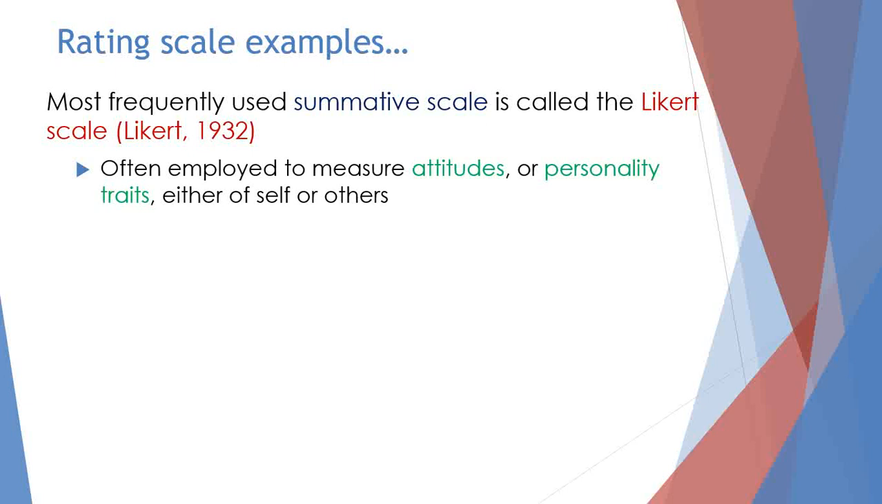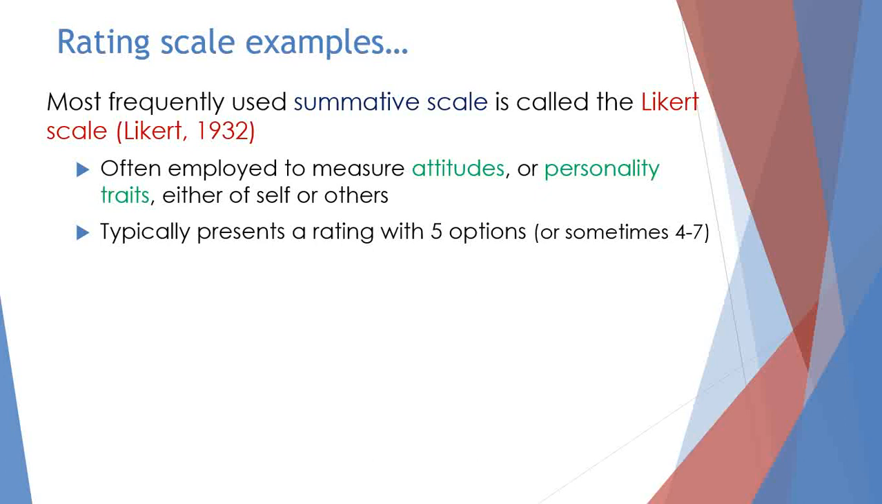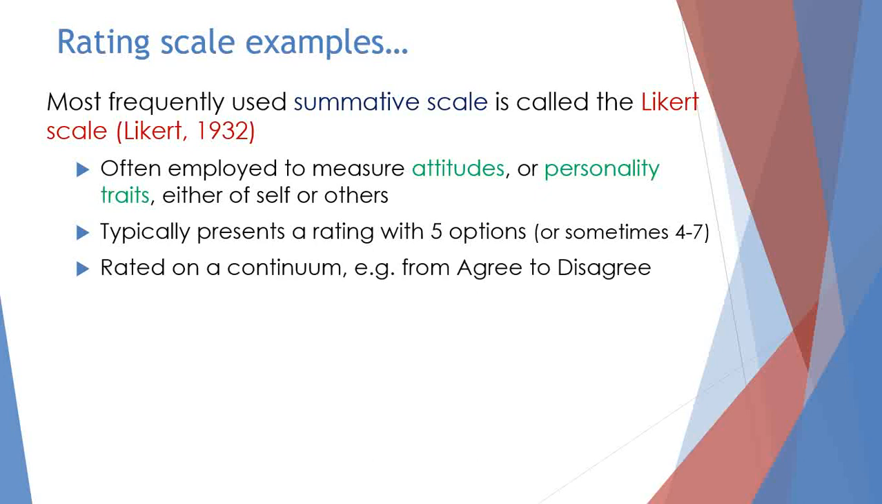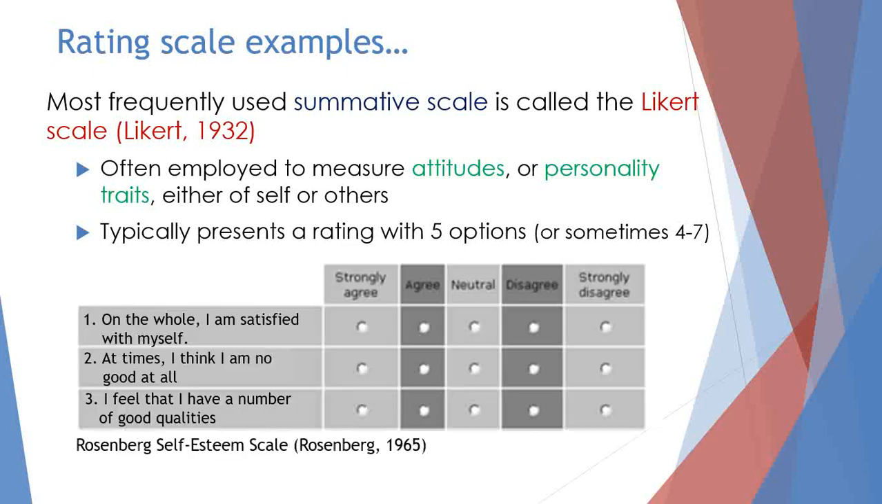It's often employed to measure attitudes or personality traits, either of yourself, so as a self-report, or of others, what we would call informant reports. Typically it presents a rating with 5 options. Sometimes people will go up to 7 if you want greater discrimination. There's an argument that some researchers make that you want an even number of items so there's no midpoint. This makes it harder for the person to make a choice, but then it stops them going for the middle option. And it's rated on a continuum, for example, from agree to disagree.